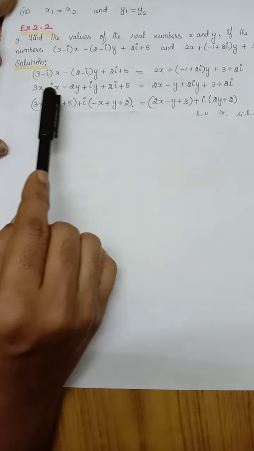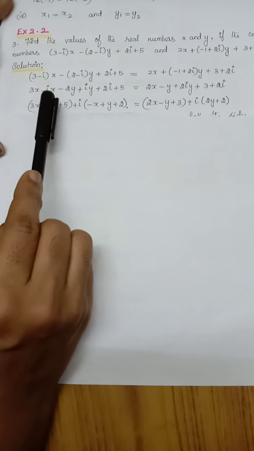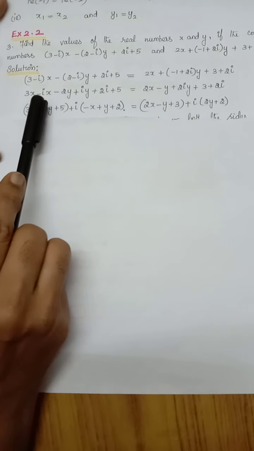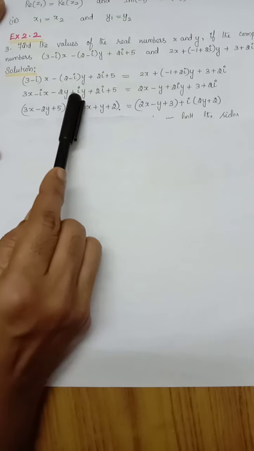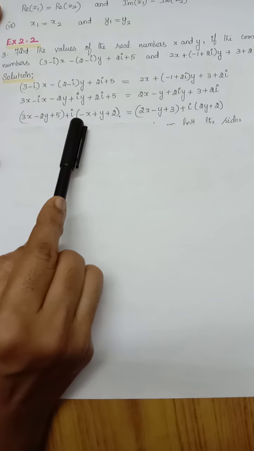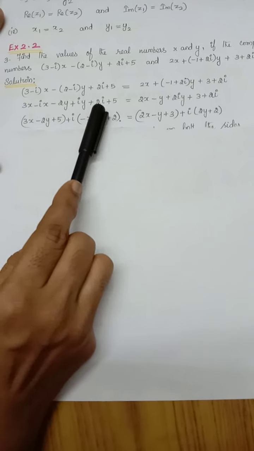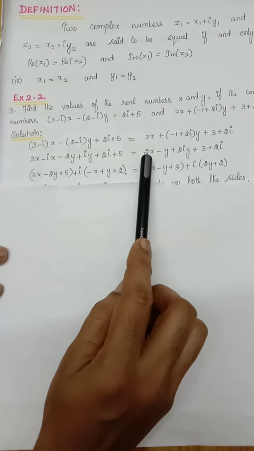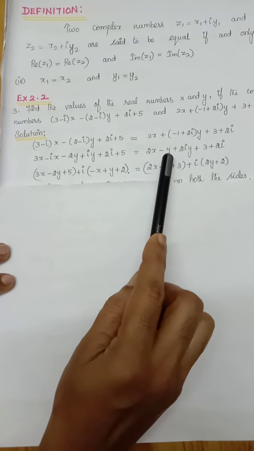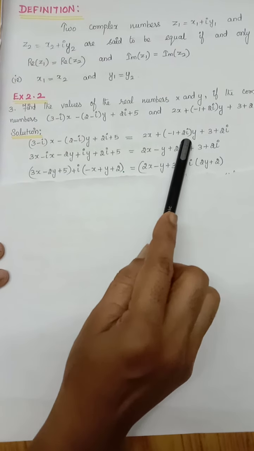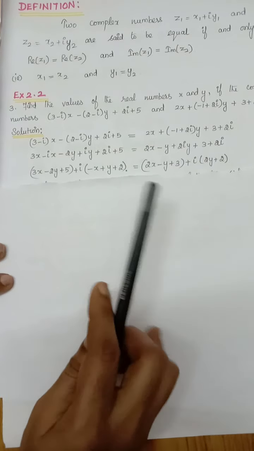So I collected the real part of this complex number. Next, the imaginary part: the terms having i have to be collected. So plus i, open the bracket, and here it is minus x, here y, here you are having 2. So I have written plus i into minus x plus y plus 2. In the same way, the right hand side. Collect the real part, 2x minus y plus 3. Next, the imaginary part, plus i into 2y plus 2.